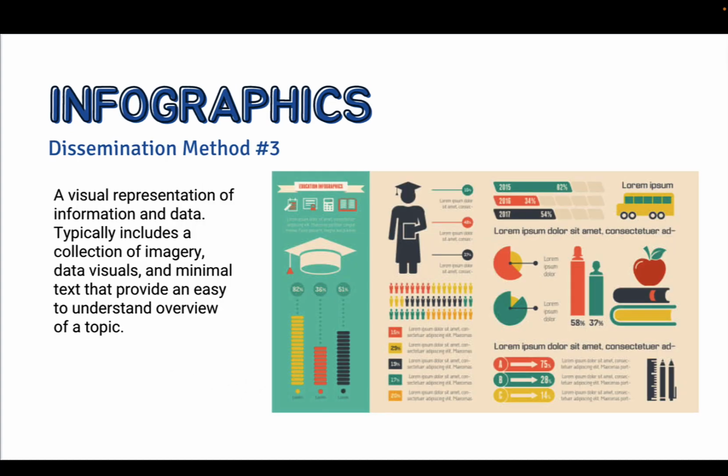The third dissemination method we'll discuss are one of my favorites, infographics. Infographics are a visual representation of information and data, and typically include a collection of imagery, data visuals, and minimal text. Infographics are nice because they can be printed out and presented as a hard copy or shared digitally via email, or they're often presented on a website.